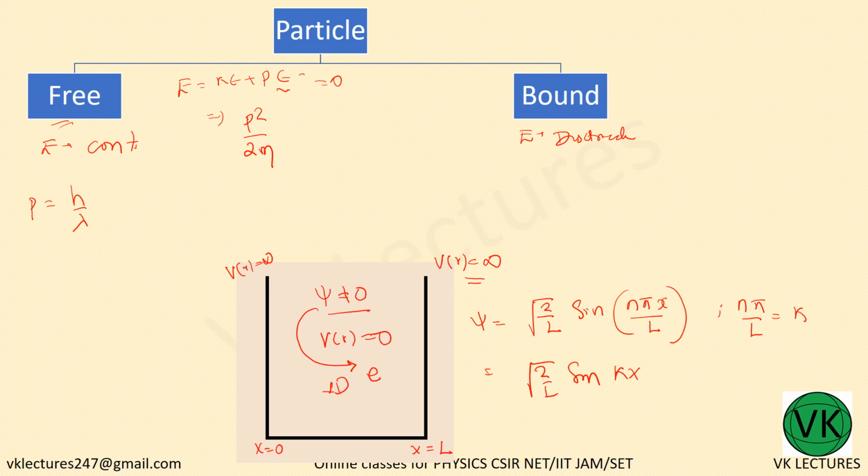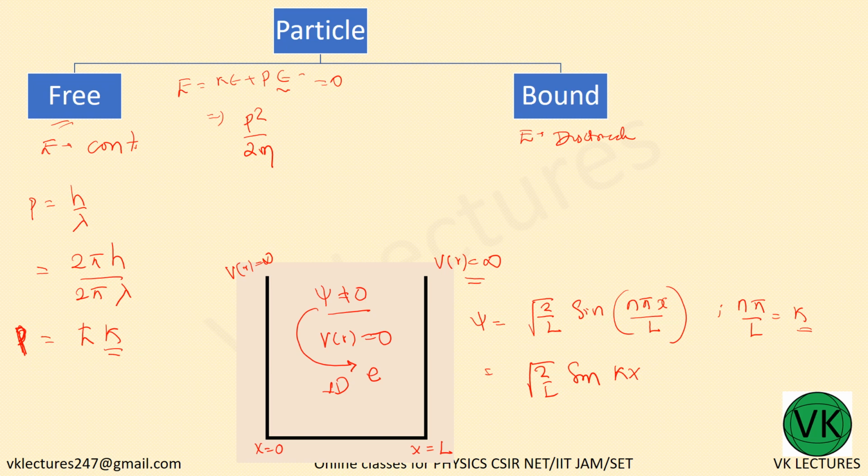So h by lambda, just multiply and divide by 2 pi. So 2 pi h divided by 2 pi lambda. This h divided by 2 pi is nothing but h cross. And 2 pi by lambda is nothing but k, the wave number. These both are the same thing. So h cross k is equal to p. This is another formula for finding out momentum: p is equal to h cross k.